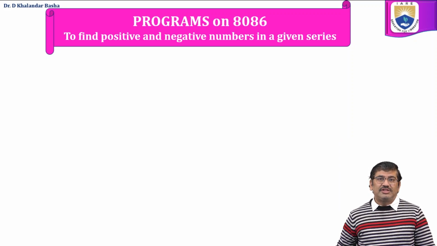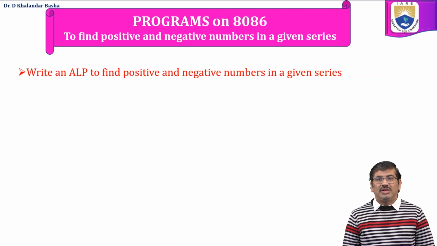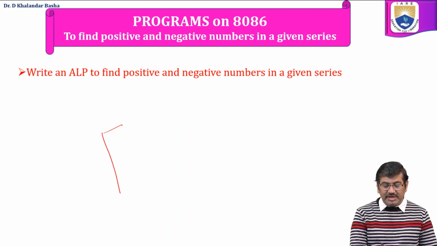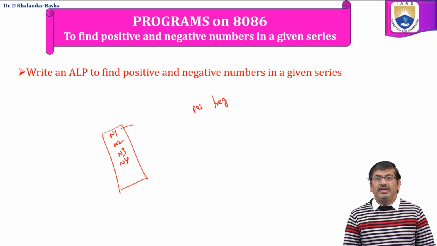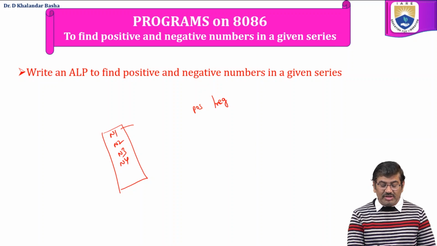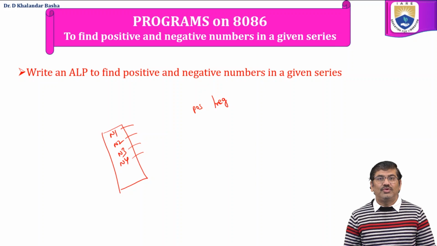The next program is to find a positive number or a negative number in a given series. Write an ALP to find the positive or negative numbers in a given series. Here also we are going to consider data consisting of a few numbers N1, N2, N3 and N4. We will check the N1 number, decide whether it is a positive number or a negative number, and then accordingly increment the count. Similarly, after checking N1, we go for checking N2, N3 and N4.